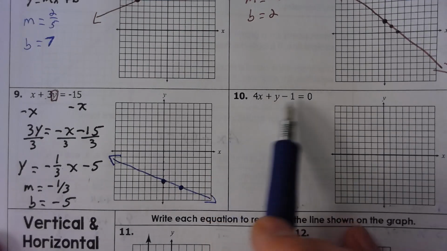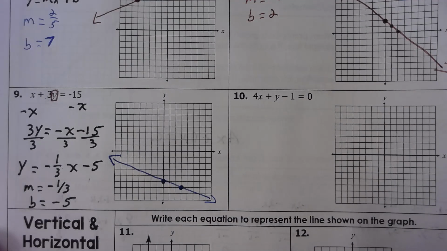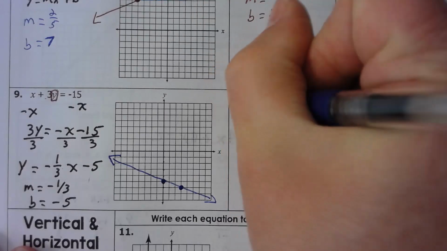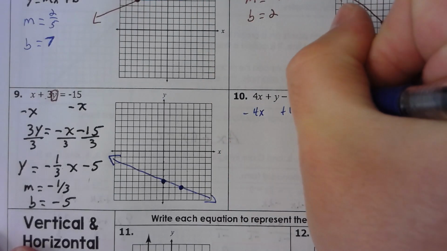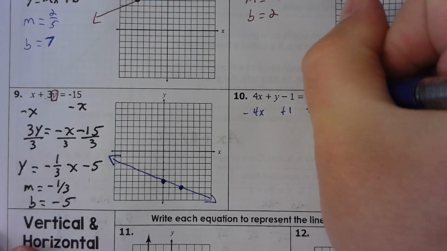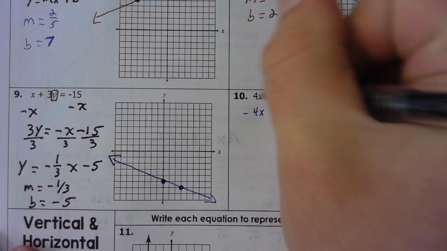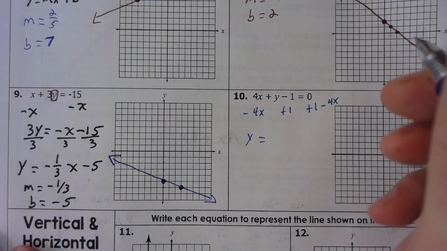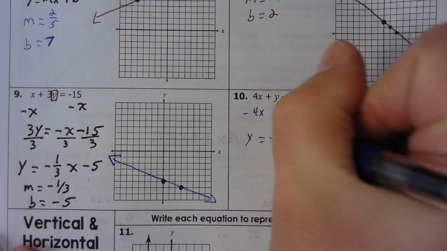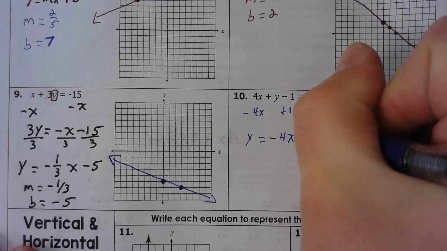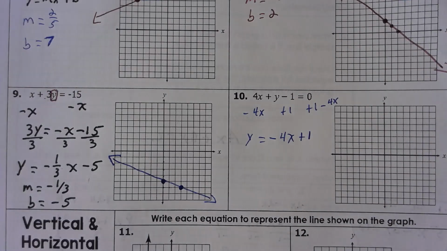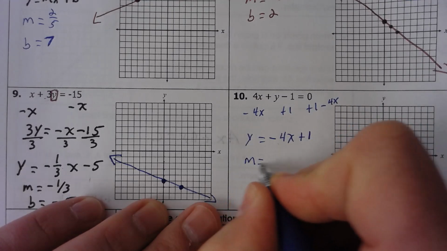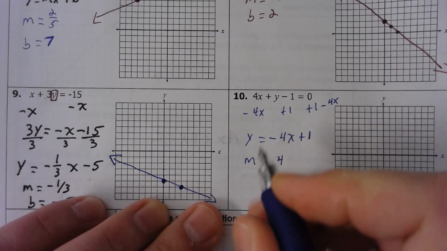All right, now I want number 10 to be in slope-intercept form. So let's add 1, and I'm going to subtract 4x at the same time. So plus 1 and then subtract 4x. So that cancels and leaves me with y. That cancels, and I get -4x plus 1. So here my slope is -4 and my y-intercept is 1.